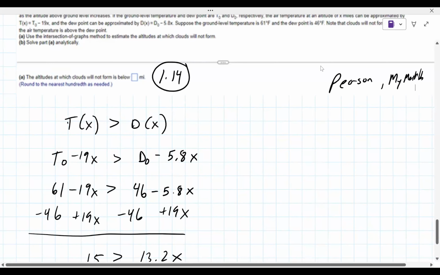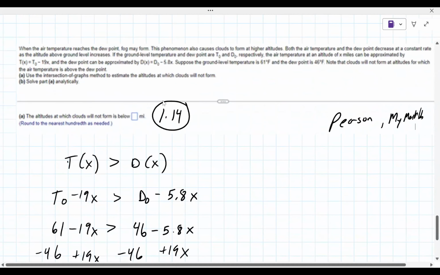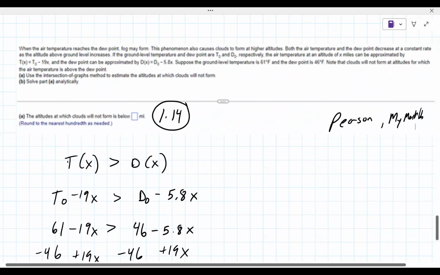It said that this is incorrect. It said substitute the value of T0 and D0 into the equation like TX equals T0 minus 19X, 13.2. Let me try graphing these to see. Are you sure these numbers are the same? On mine, it's 61 and 46, 19X and 5.8X.